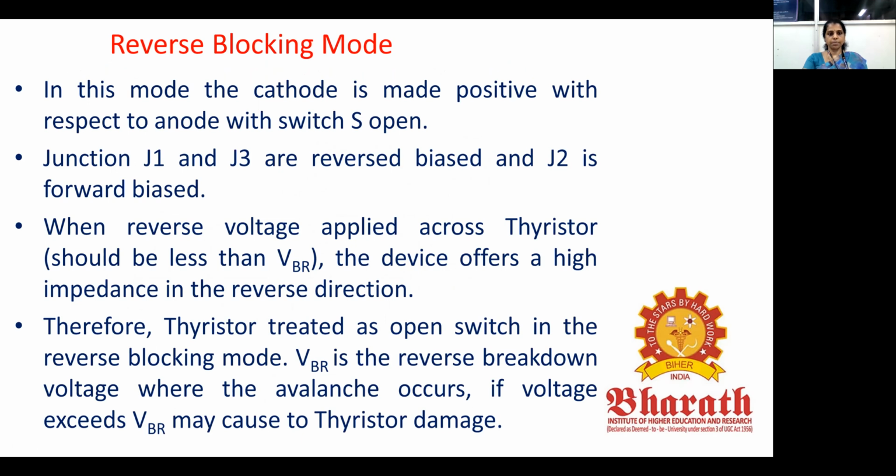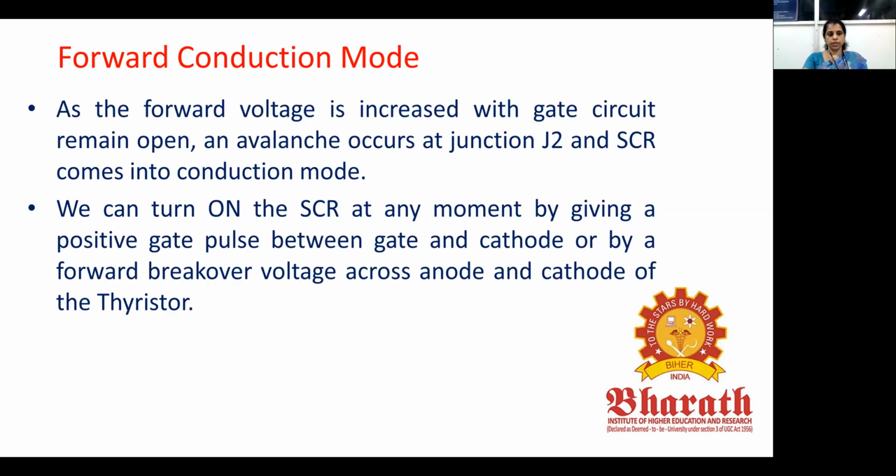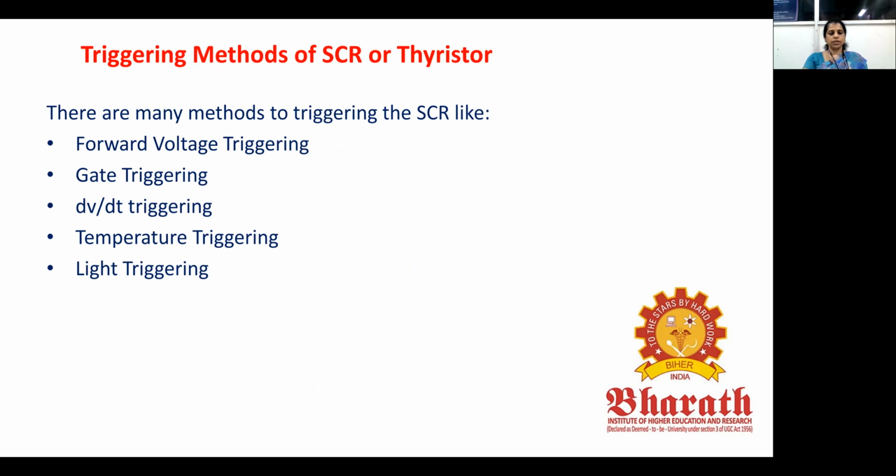So the same thing I have explained to you. Now, turning on an SCR is nothing but triggering of an SCR. We cannot do it instantly, so we have some methods for turning on an SCR. The methods of triggering an SCR are forward voltage triggering, which is nothing but giving appropriate voltage across the anode and cathode. Second is gate triggering. Next are dV by dt triggering, temperature triggering, and light triggering. So these are some of the methods for triggering the SCR.